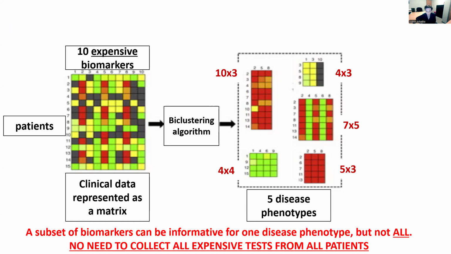So now let's think about that from another perspective. Your rows are patients, and the columns are biomarkers or tests. They can be expensive, invasive, painful. So you want to identify disease phenotypes using biclustering, and now you can see that a subset of biomarkers can be informative for one disease phenotype, but not all. So there's no need to collect all expensive tests from all patients.